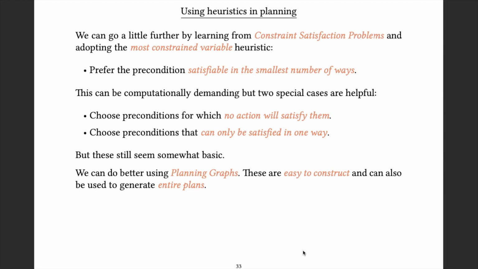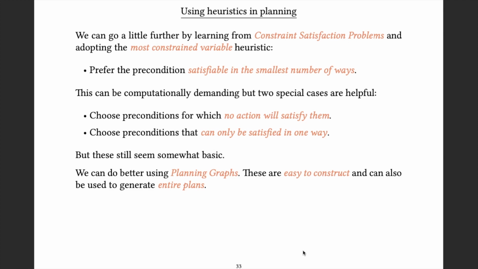But these are still straightforward and basic, and it turns out that we can do much better than this. And we can do that using the idea of a planning graph. Now, these pretty much revolutionized the field of planning when they appeared. They give you a much nicer way of constructing good heuristics to use in searching for plans. And they also have the pleasant side effect that they can be used on their own to generate plans, if that's what you want to use them for.